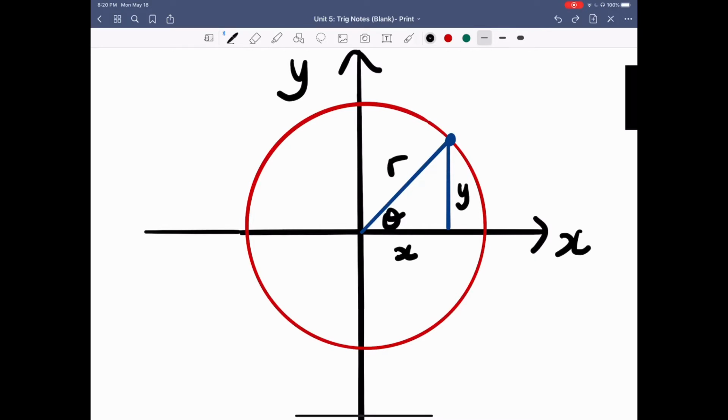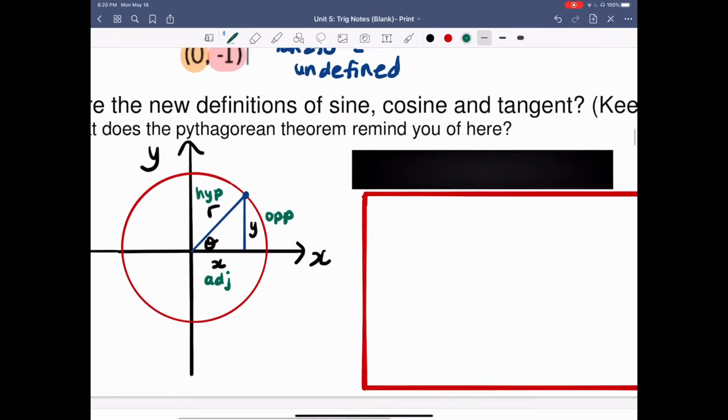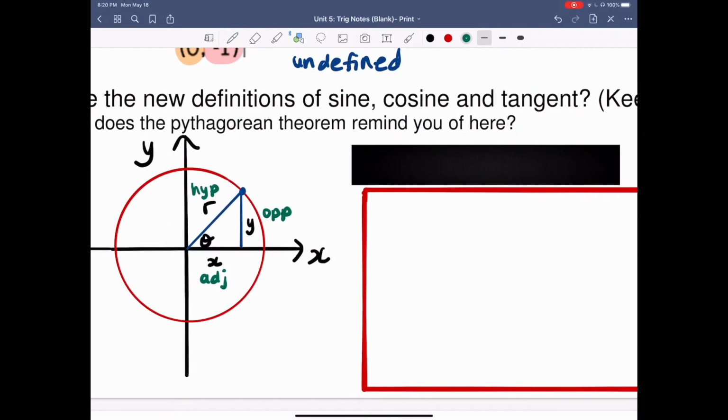Like, what is your missing piece? Is it the angle? Is it the r? Is it the y? Is it the x? And this is how everything's coming in. And so, for example, if this is my angle of reference, that means this is my adjacent, this is my opposite, this is my hypotenuse. And so to this picture, what I'm doing is applying SOHCAHTOA.